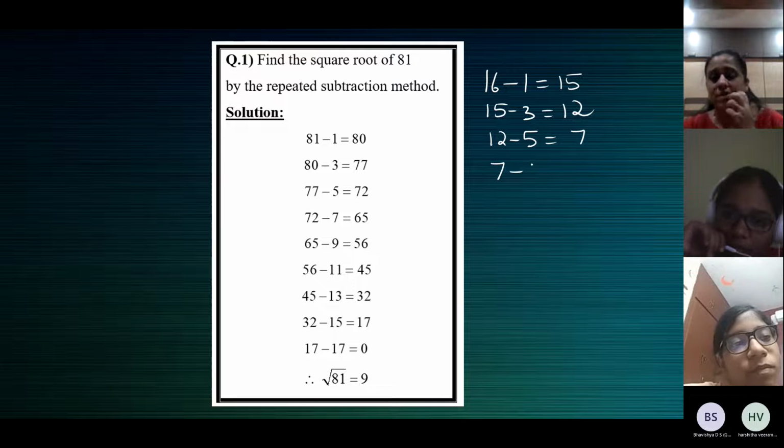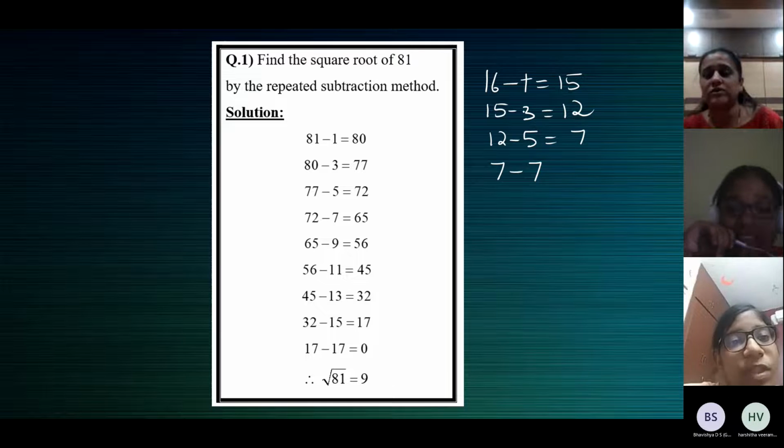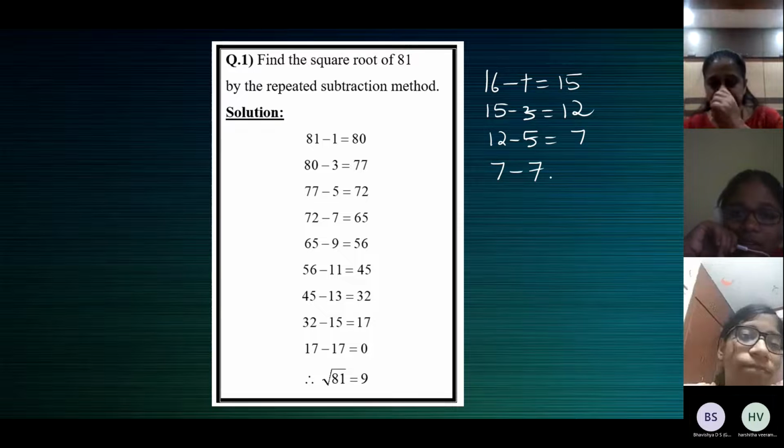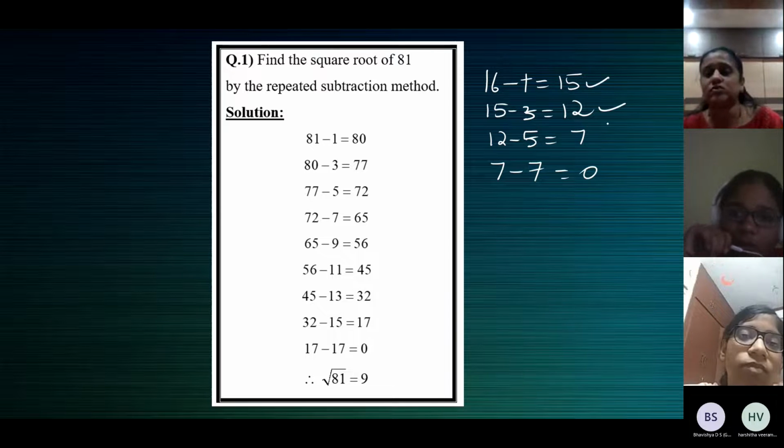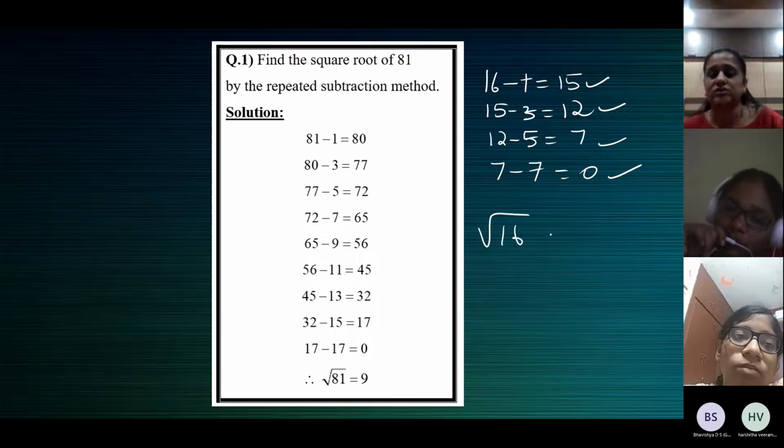Not prime numbers, okay? Odd numbers: 1, 3, 5, 7. The next one is 7. 7 minus 7, 0. So we've used 1, 2, 3, 4 steps. So the square root of 16 is 4.